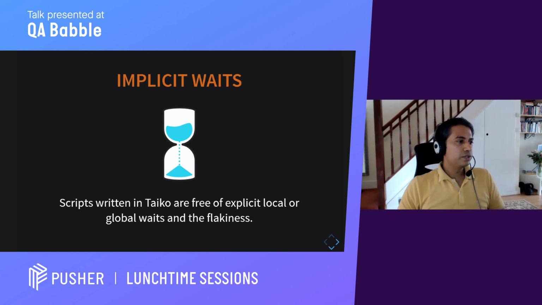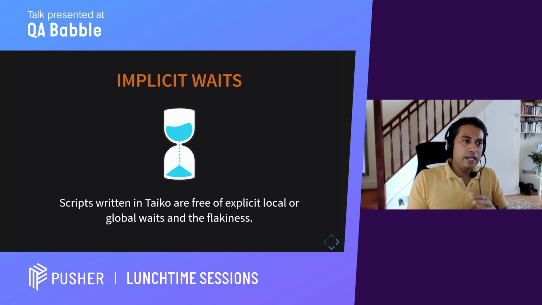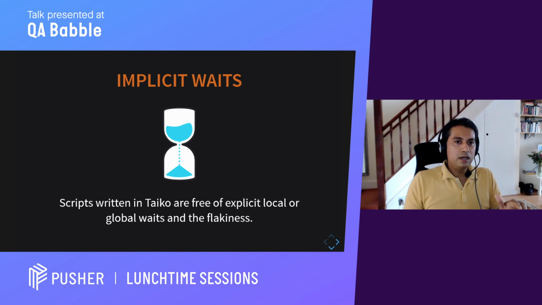Implicit waits. Scripts written in Taiko are free of explicit local or global waits and the flakiness. In most of the scripts that we are currently using, we have to define explicit waits, like wait for this much time, wait this, or wait that. In Taiko, it will actually wait for a particular action to finish and then move on to the next step. But in some cases where you actually want to define the waits, you can do that as well. There is an option where you can explicitly define wait for, and it will wait for that particular duration of time. But by default, you don't have to define it, and the script will run as is whenever you execute it.